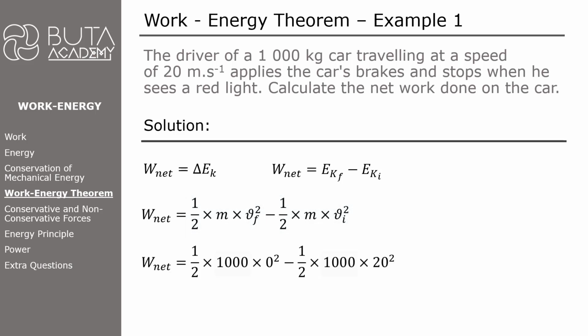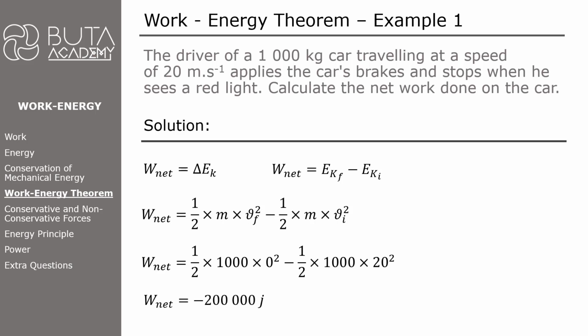Mass of the car is 1000 kilograms. Final velocity is 0 as the car stops after applying the brakes. And initial velocity is 20 meters per second. The net work done on the object is equal to minus 200,000 joules.